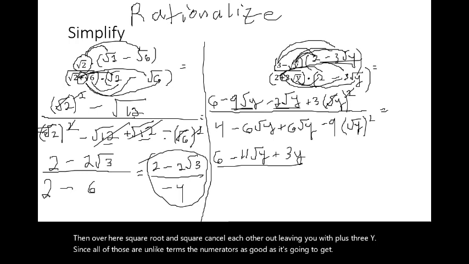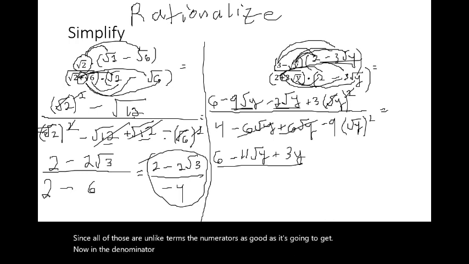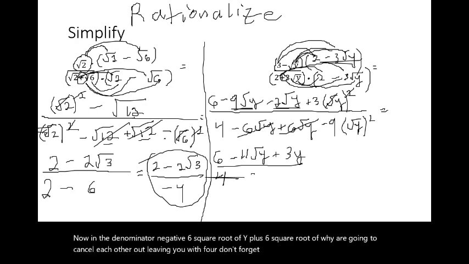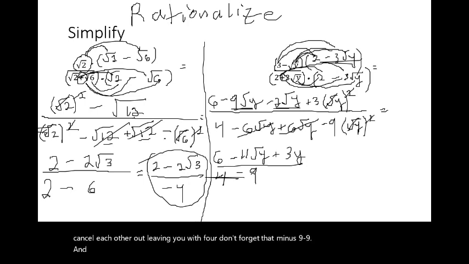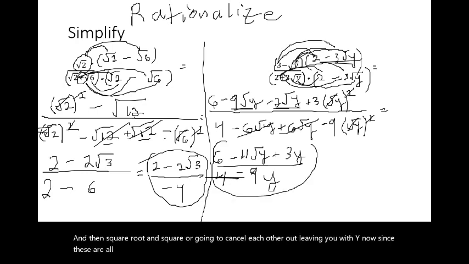Now in the denominator, negative 6 square root of y plus 6 square root of y are going to cancel each other out, leaving you with 4. Don't forget that minus 9. And then square root and square are going to cancel each other out, leaving you with y. Now since these are all unlike terms in both top and bottom, and there are no more square roots in the denominator, this is now your final answer.